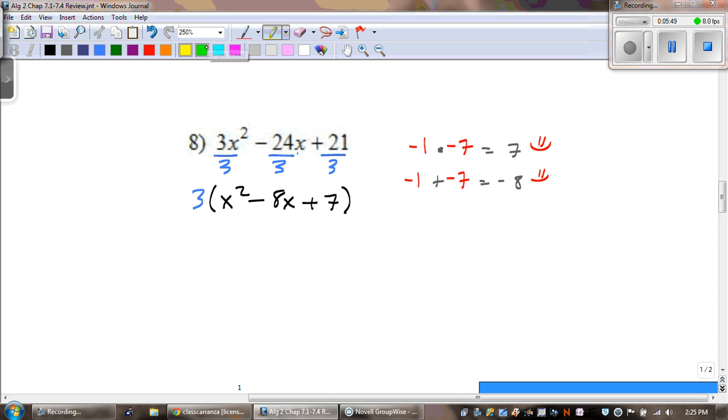And the nice thing is since our leading coefficient is 1 right now, we can do the shortcut. Okay, so since I'm doing the shortcut, I'm just going to bring that 3 down, and then I'm going to break it up into our 2 binomials. Each of them get an x, and then the 2 binomials are x minus 1 and x minus 7.